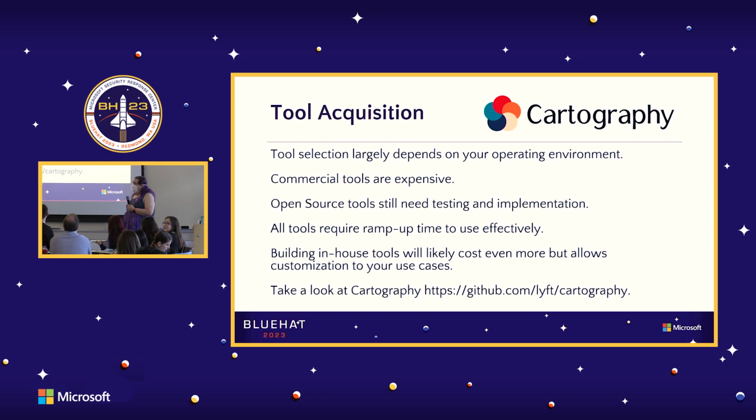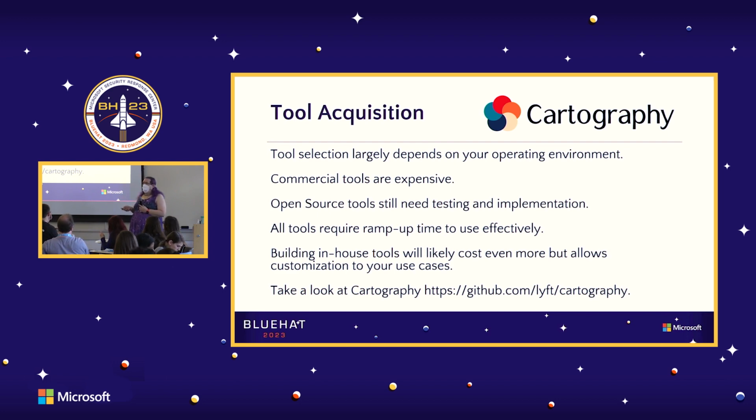Tool selection really depends on your operating environment. If you're in Windows land, there's a lot more tools available out there to you than if you're working in a Linux primary environment or even less than a Mac OS environment. Commercial tools tend to be very expensive for red teaming. You're usually operating on a per user license. Those licenses aren't cheap. They have annual renewals. So you're investing that in addition to all the money you're paying your red teamer.